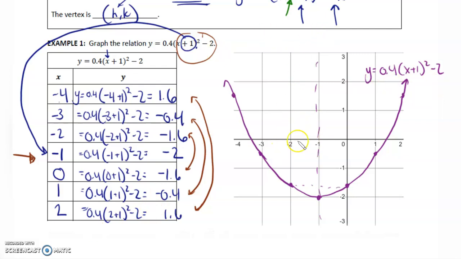So just identifying some key characteristics of this graph. The axis of symmetry goes through −1. So that's x = −1 is our axis of symmetry. And this point right here, which is (−1, −2), that's going to be our vertex.